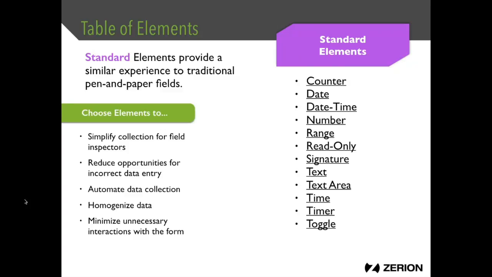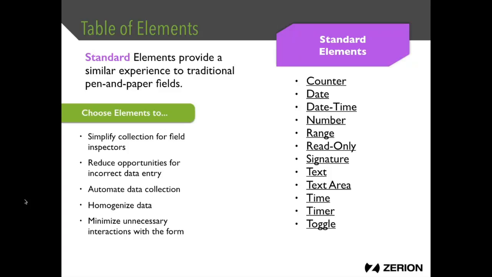Now, one of the things I like to highlight is that you actually want to think about moving away from some of these standard elements when possible. Now, if you're collecting something like a date or a time, these elements make the most sense because they are optimized for that type of collection. But the type of element I really want to highlight is the text element, the number element, because those are going to be elements that give you the widest range of inputs possible.